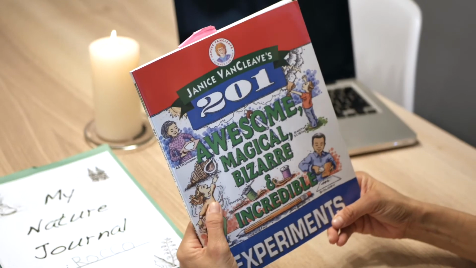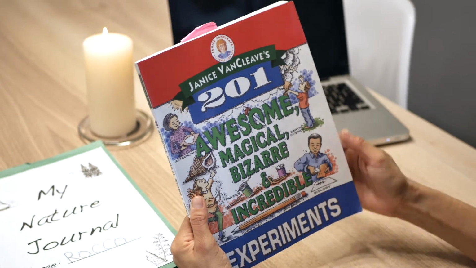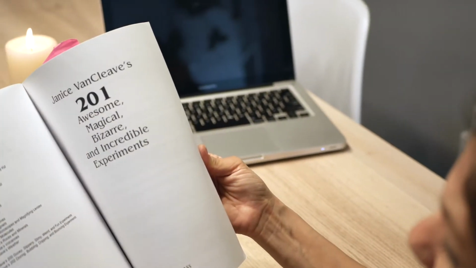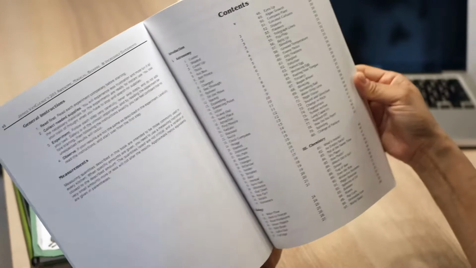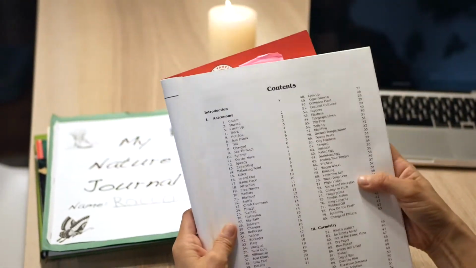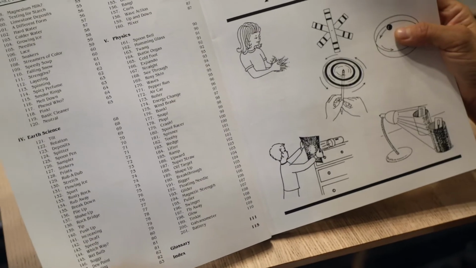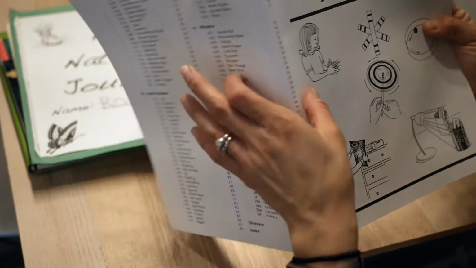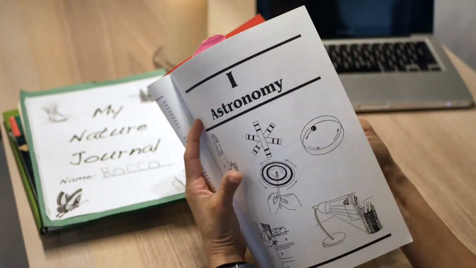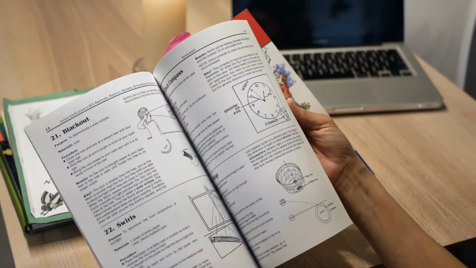And finally, for science, we use this in our CC community, or CC is our homeschool co-op group. And I really like it because it incorporates the different science projects. It goes from astronomy, biology, chemistry, earth science, physics, and it's basically projects that you do at home with items that you already have at home.